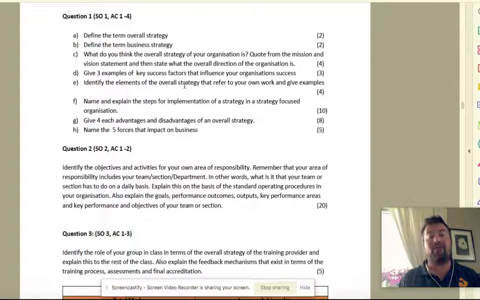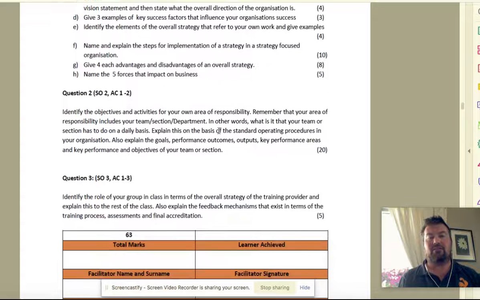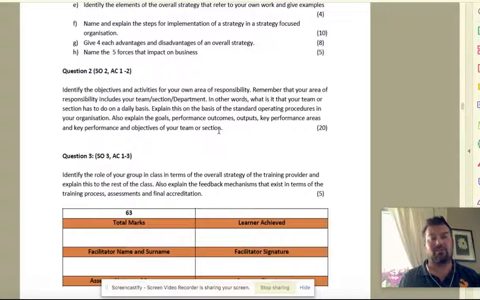Then, what are the 5 forces that impact on business strategy? So that's on page number 10. There's a whole model. So take a look at those forces that they talk about and that actually influence business strategy. All right. Then question number 2.